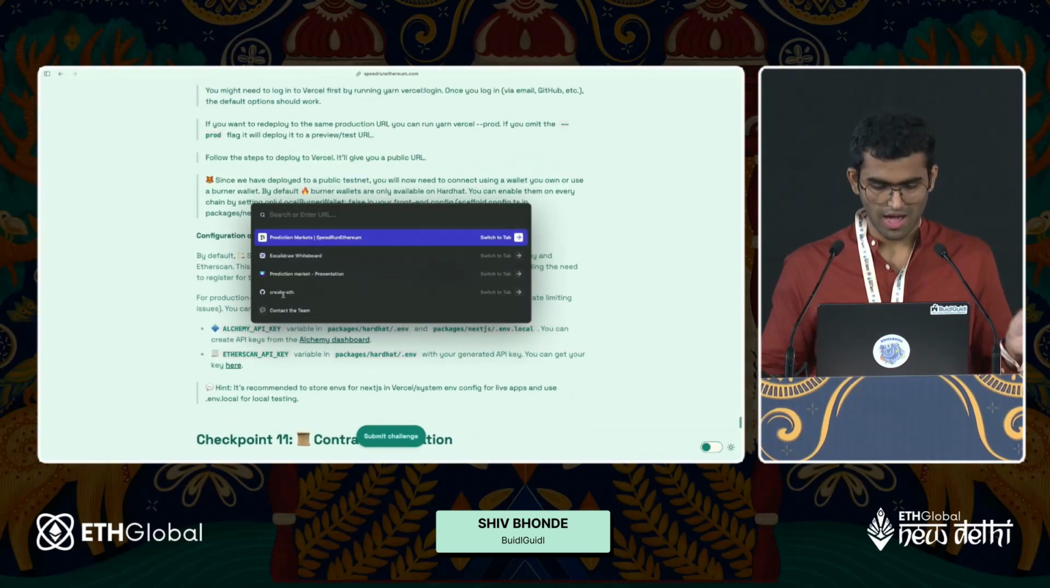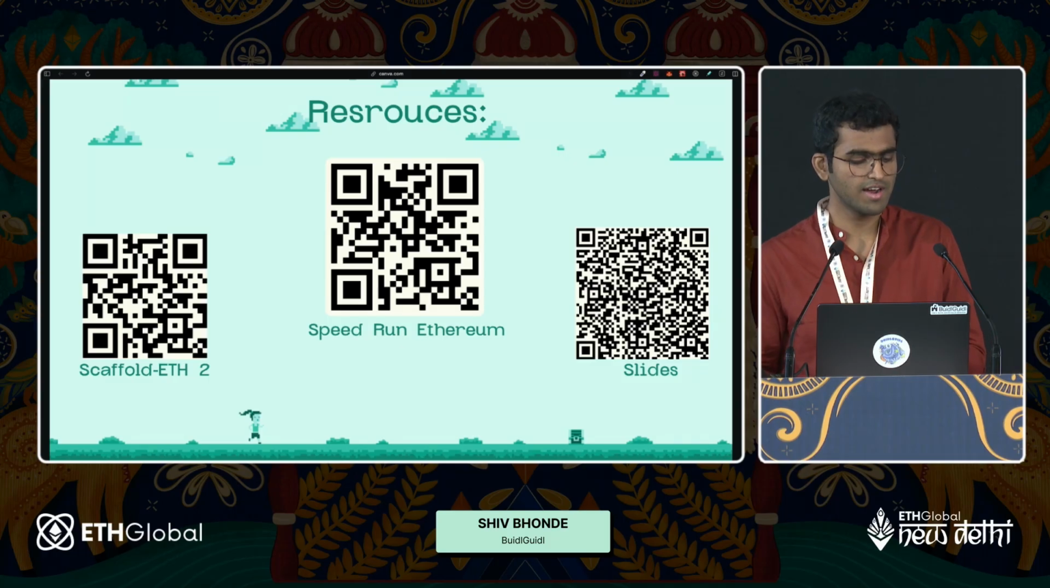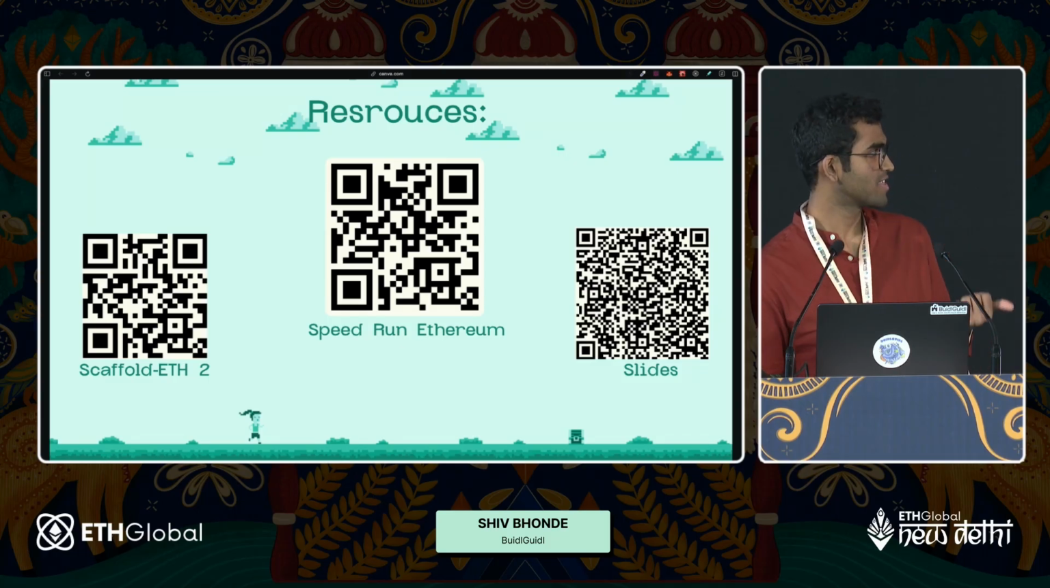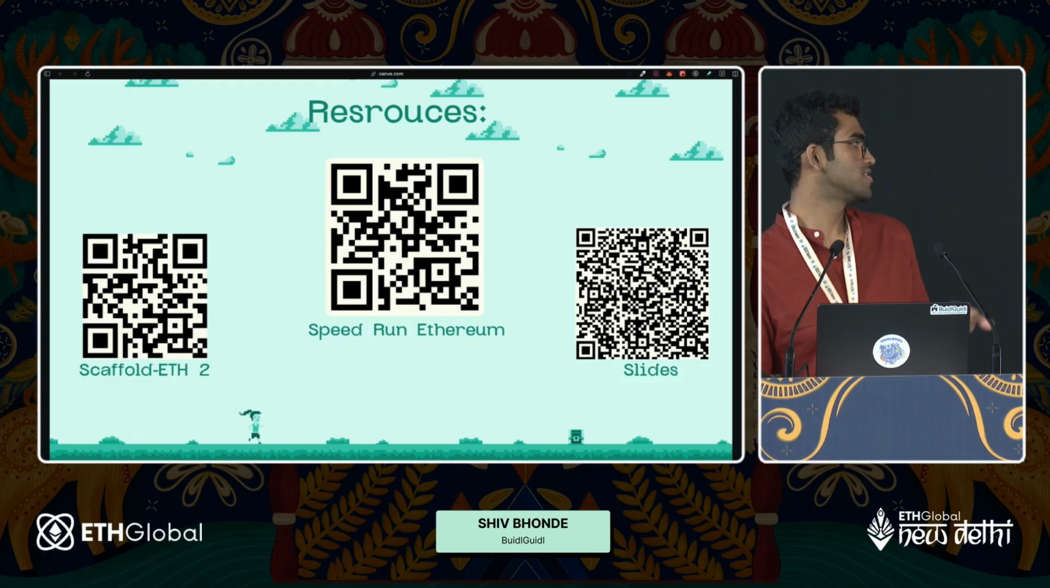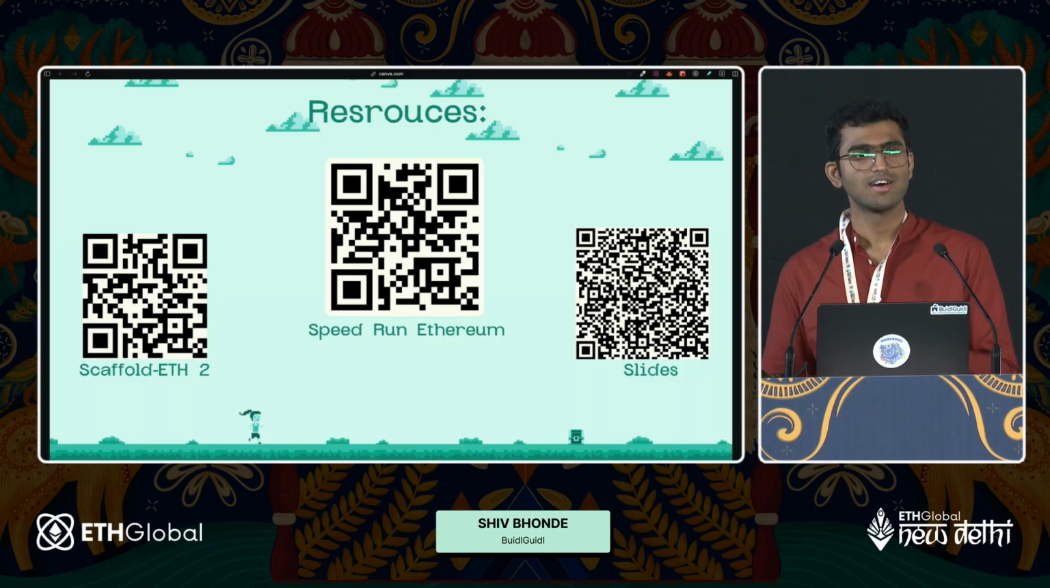Yeah, and if you want resources for this, you could go through this slide. Scaffold-ETH is the one on which these challenges were built, Speedrun Ethereum and the slides.